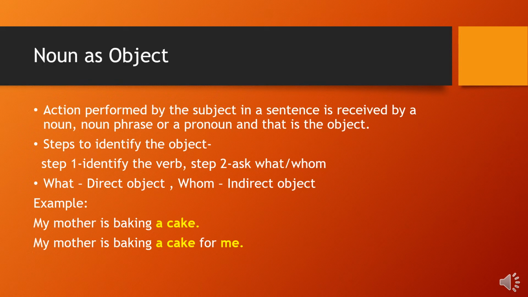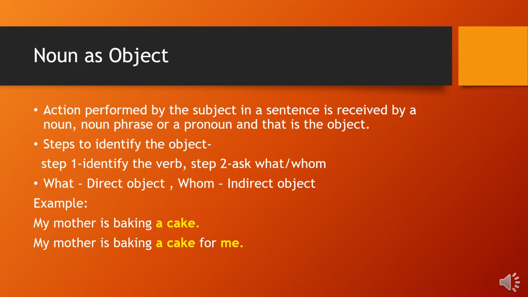Noun as object. So we have already seen how noun is functioning as a subject in a sentence. Now we need to see how noun can function as an object in the sentence. In the previous slide, we had seen that subject is the doer of that action. So when there is someone to do an action, there should be someone else to receive that action as well, right? Or there should be someone or something who is affected by that verb.